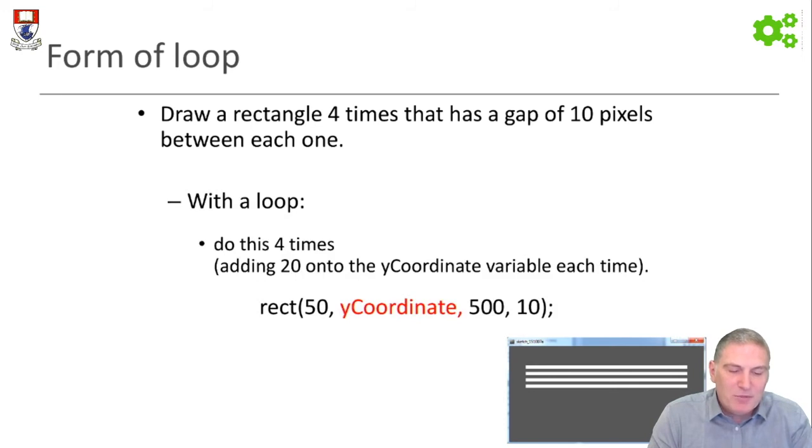With a loop, you might consider something like this. We draw a rectangle 4 times that has a gap of 10 pixels between each one. So what we would see is a call to the rectangle function, the x and y coordinate, and then the width and the height. The width and the height is always 10. So if we want a gap of 10, we'd have to add 10 and 10 together, giving us 20 in order to start the next rectangle. So adding 20 onto the y coordinate variable each time with this line of code as a starting point would give us a more efficient way of writing the program.